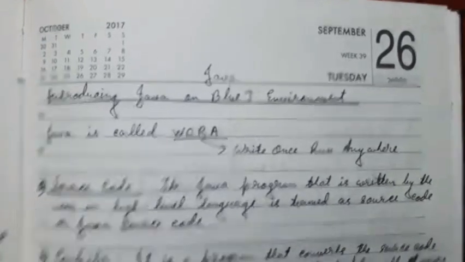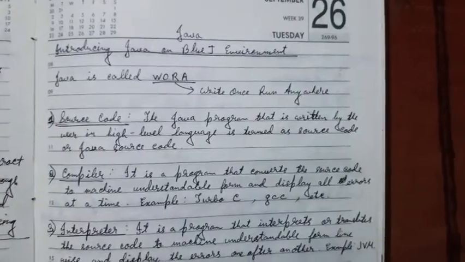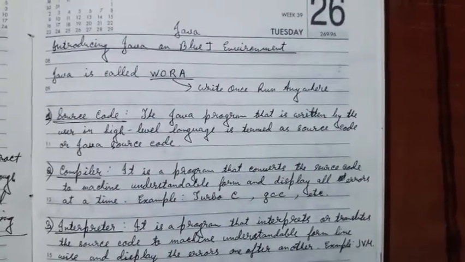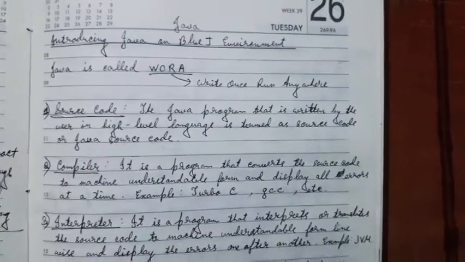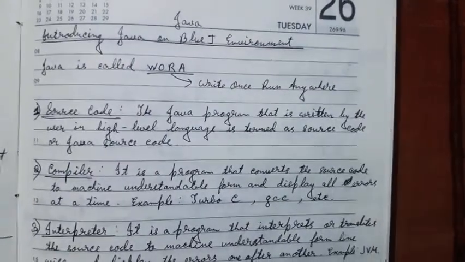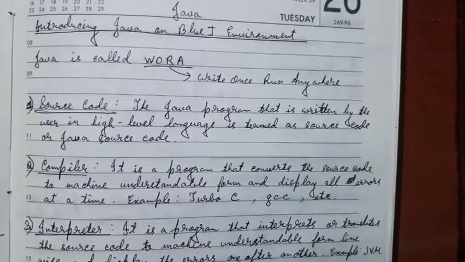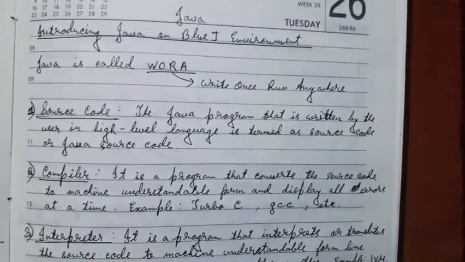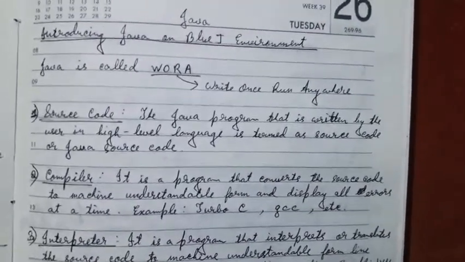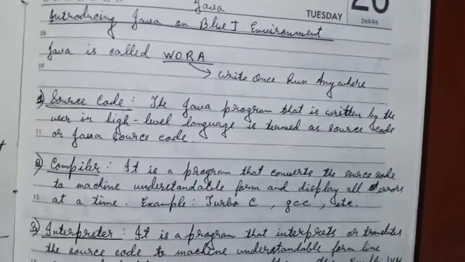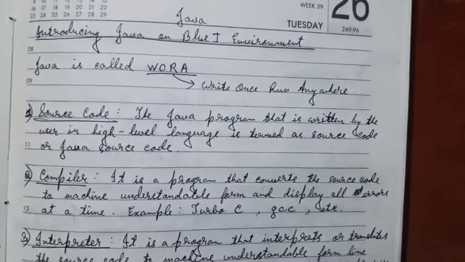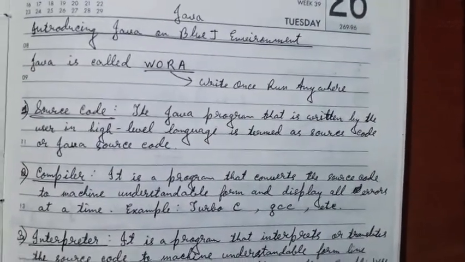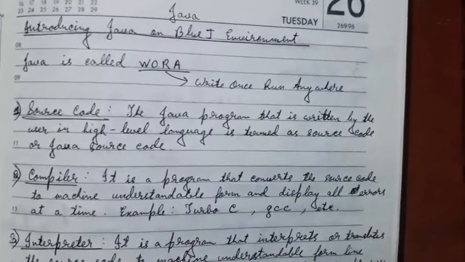Alright, let's proceed. So we are going to start by learning some basic definitions. The first definition is source code. What is source code? Source code is the Java program that is written by the user in a high level language, termed as source code or Java source code, which means the program that you write in the computer, in the PC, that is known as source code. Code is also known as the program, the source program. It is the source, which means the user is providing this source.